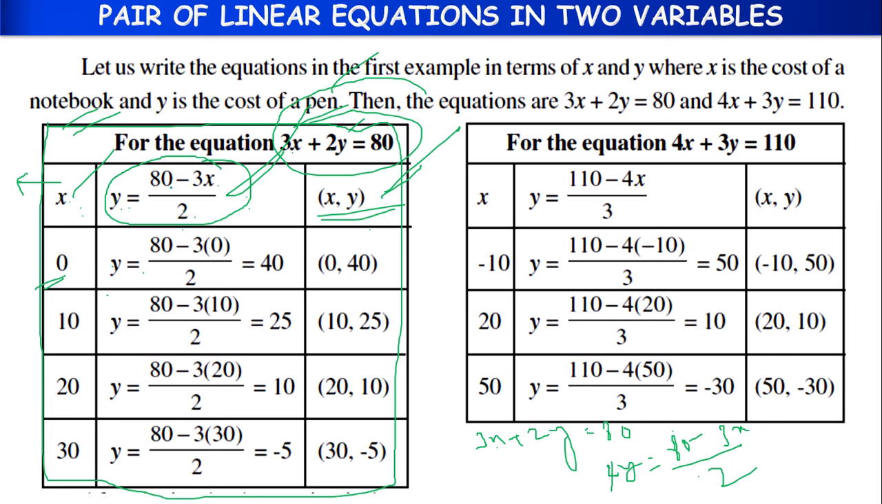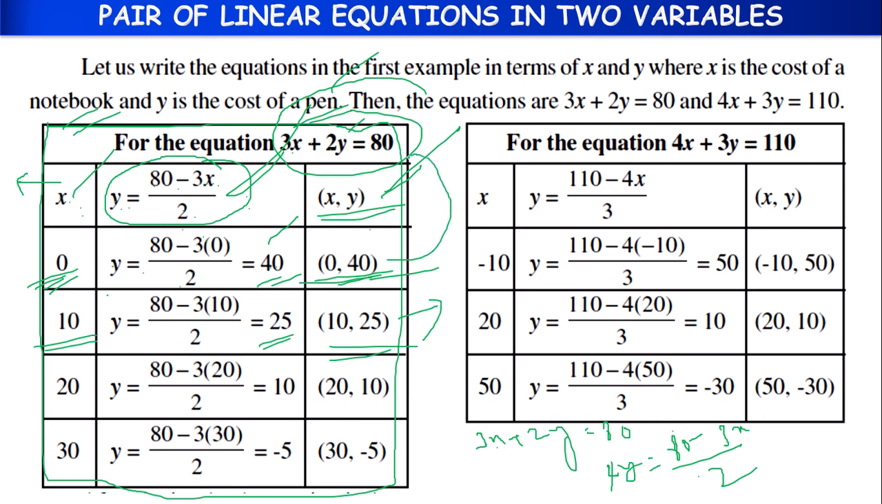So y equals (80 minus 3 into 0) by 2. 3 into 0 is 0, 80 by 2 is equal to 40. It means when x is 0, the y value we are getting is 40. So the solution pair is (0, 40). When x is 10, y is 25. (10, 25) is another pair satisfying the given equation.